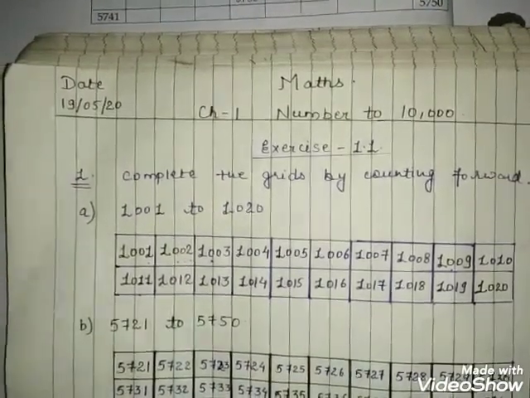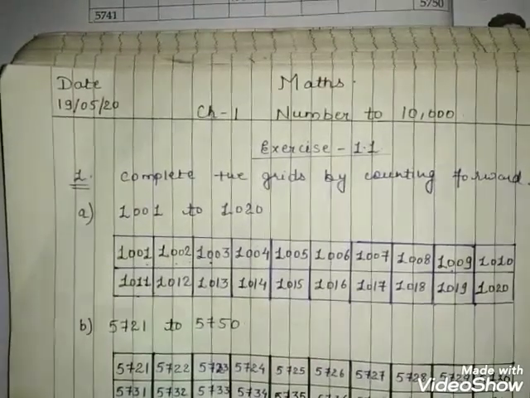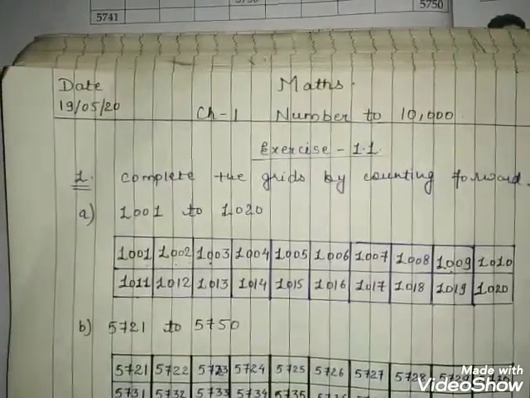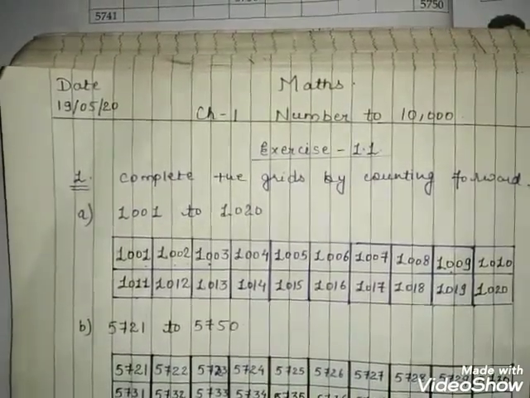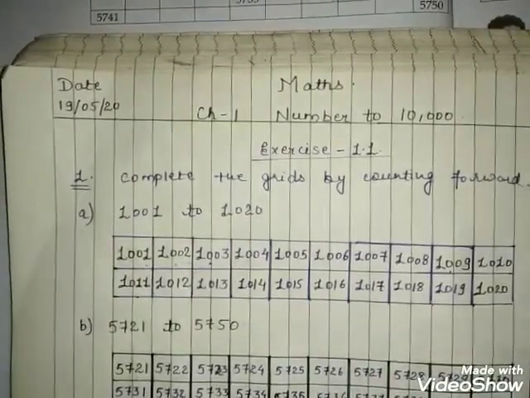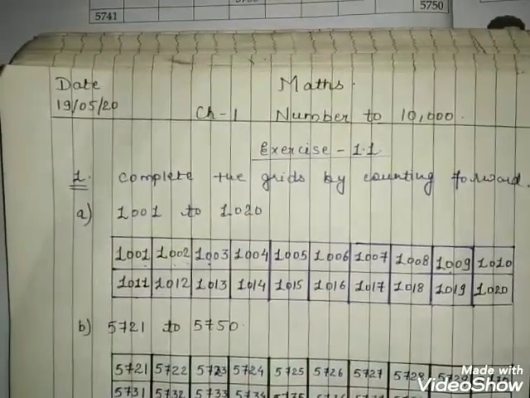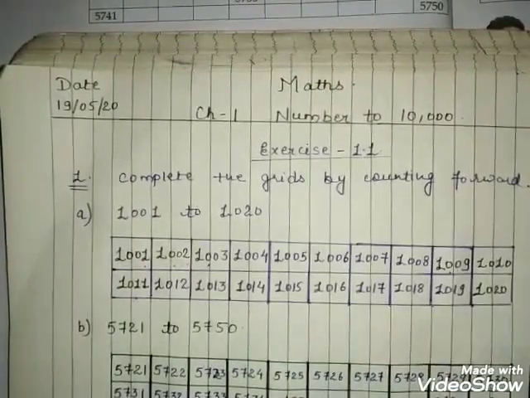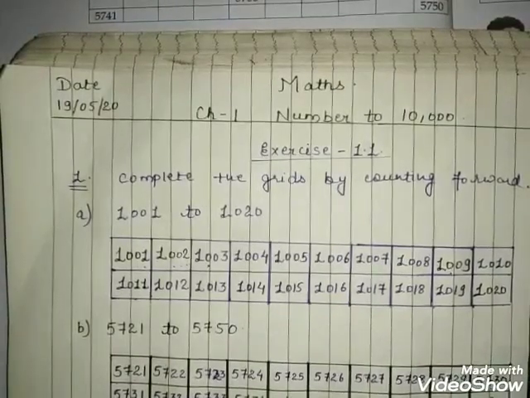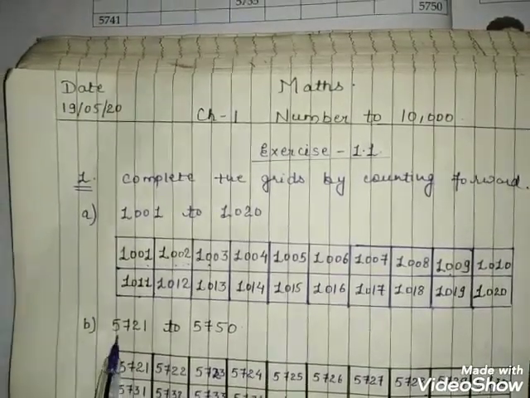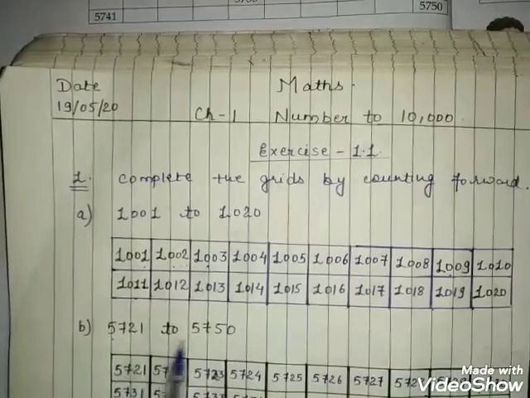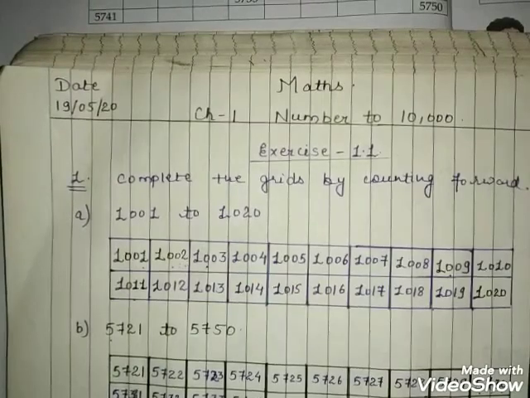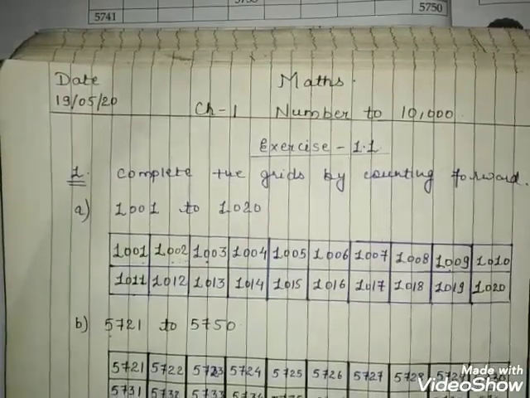Then the next number after 42 will be 43. Then it will be 5744. Then 5745. Then 5746. Then 5747. After it 5748. After it 5749. And the last number is 5750. In this way we have completed the question, 5721 to 5750. You have written the counting up to 5750.